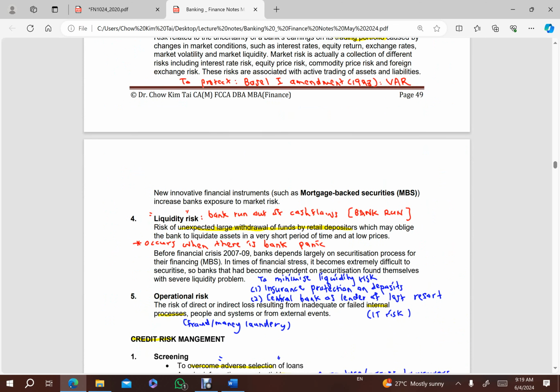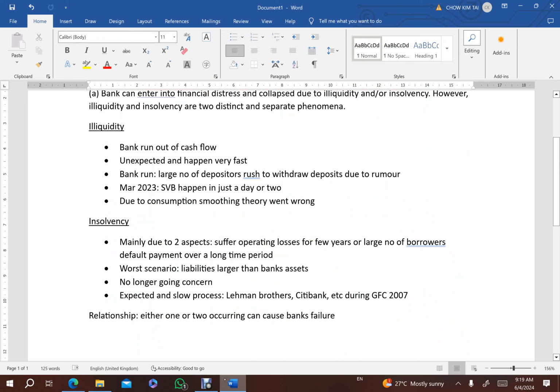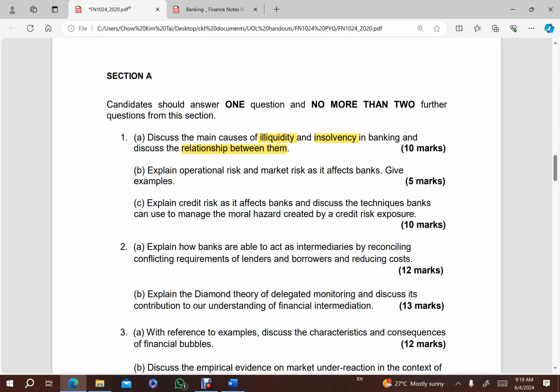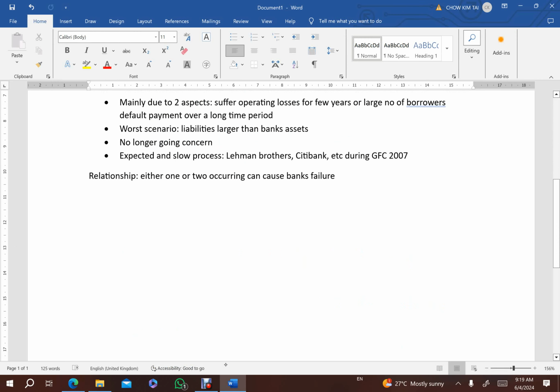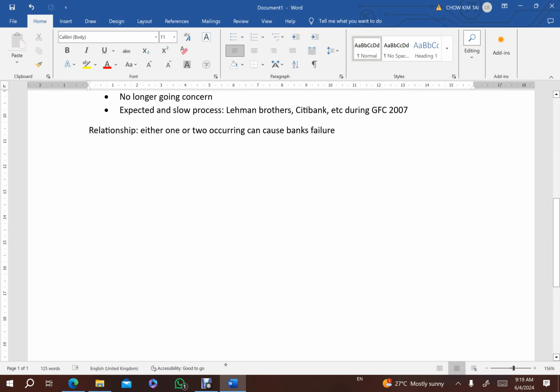Okay, back to the question. So two things: you need to explain operational risk, you need to explain market risk, and you have to give examples. It's a 5 marks question. So okay, part B.